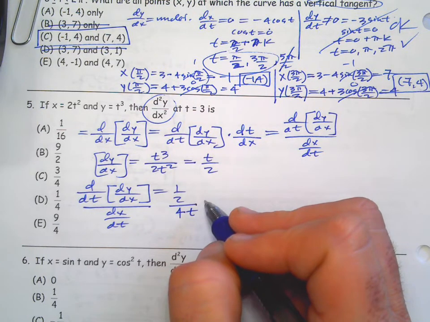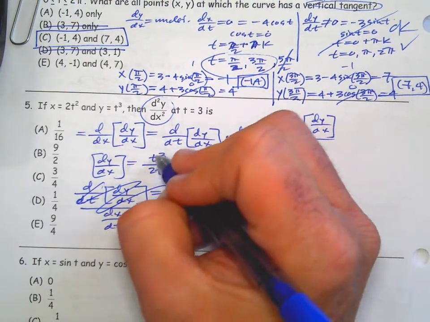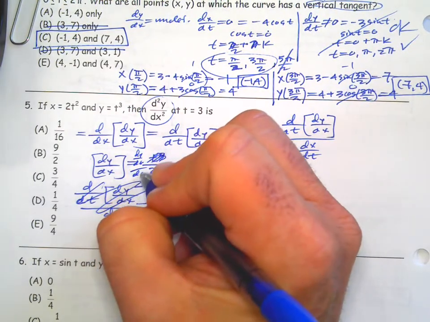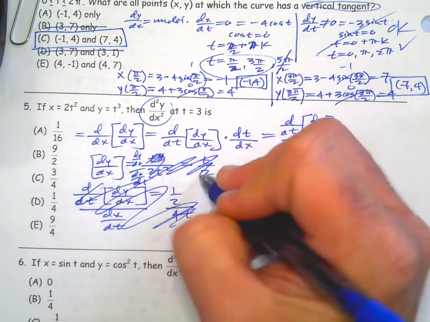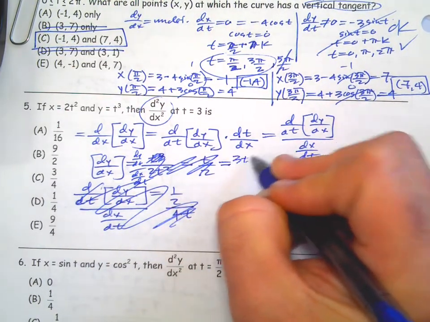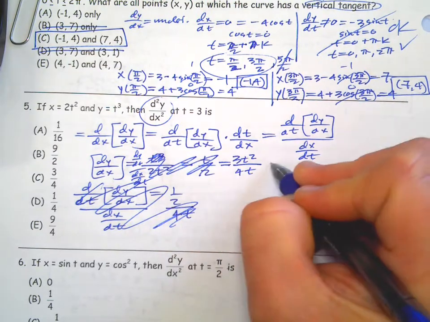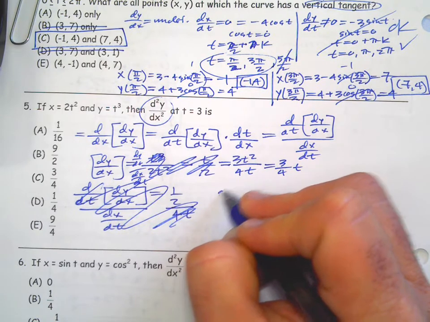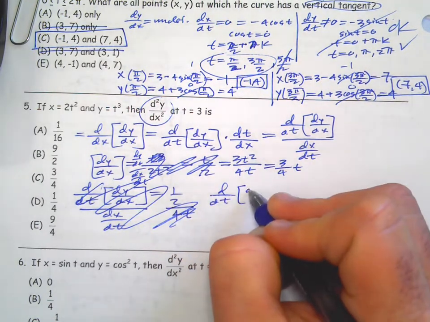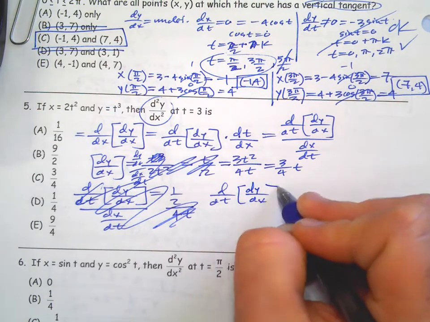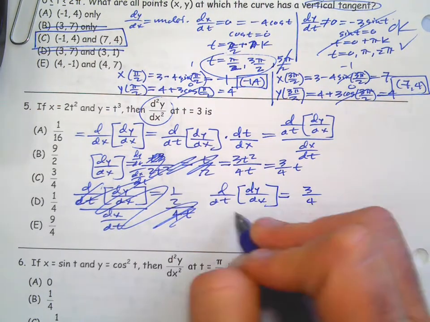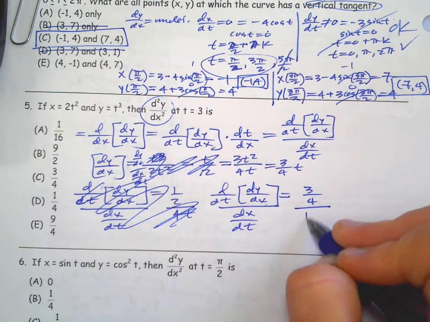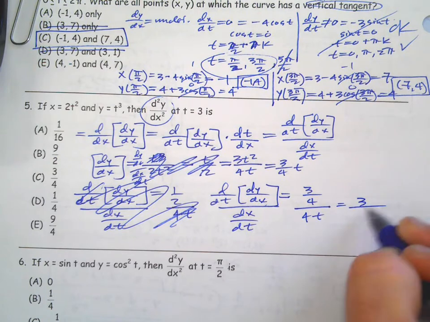Hold on, I messed up. dy/dx equals dy/dt over dx/dt. And so this should have been 3t squared over 4t, which would give you 3/4 t. So then the derivative of this is going to be 3/4, and then we have to divide by dx/dt, which is 4t. So this is going to be 3 over 16t.